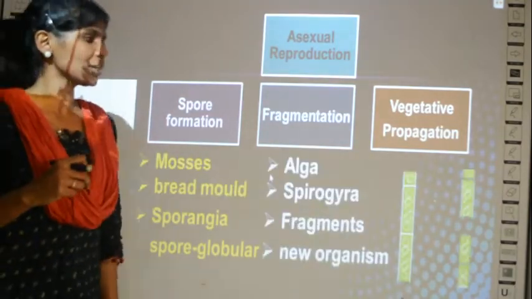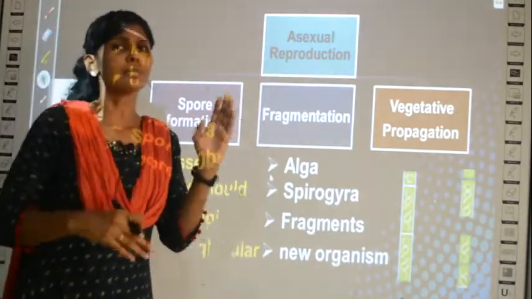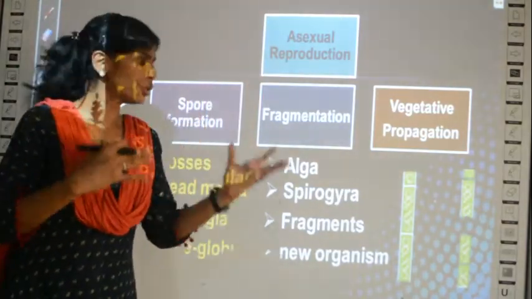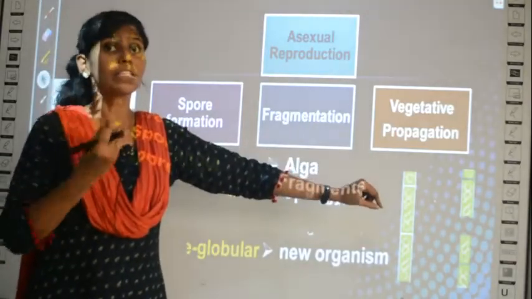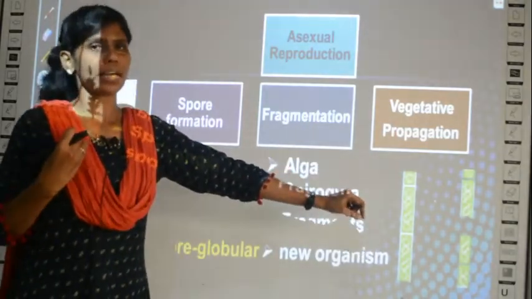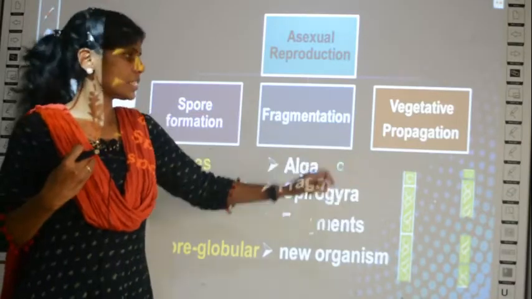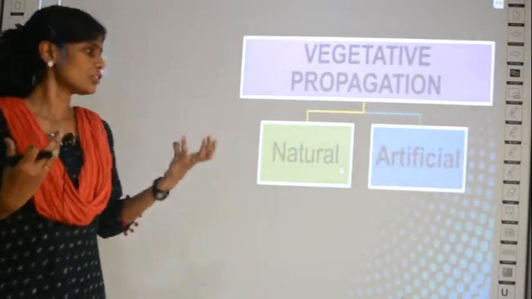What is fragmentation? One organism will be broken down into two or many fragments, and each fragment will have the ability to develop into a new organism. That is called fragmentation. Then what is vegetative propagation?